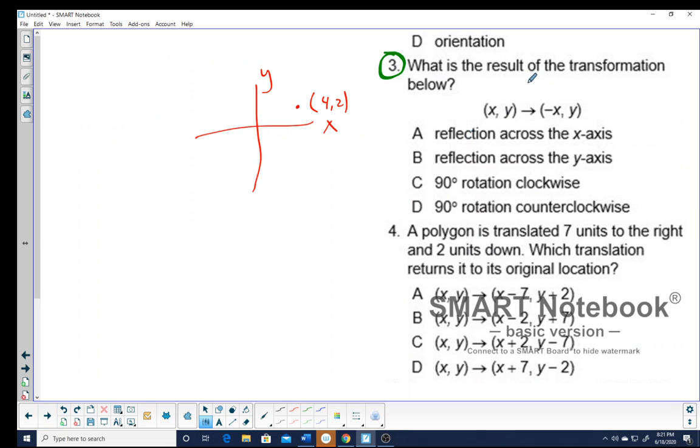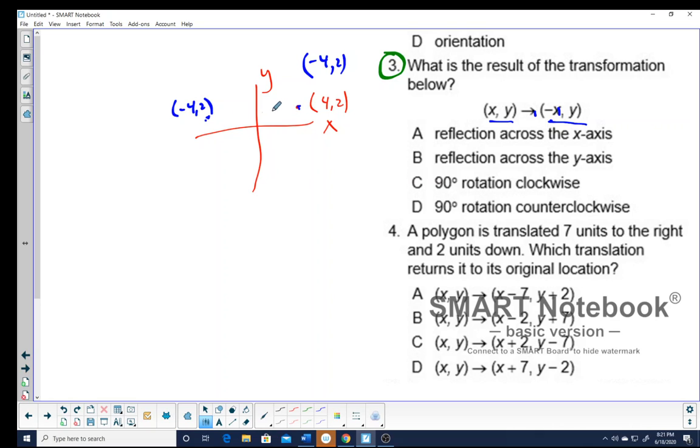On 3, what's the result of this transformation below? So you started with (x, y), and what happened? You changed the sign of the x-coordinate. So look at a point and just think about what would happen. What if you started with point (4, 2) and you changed the sign of the x-coordinate? Wouldn't that become (-4, 2)? And where is (-4, 2)? (-4, 2) would be over here.